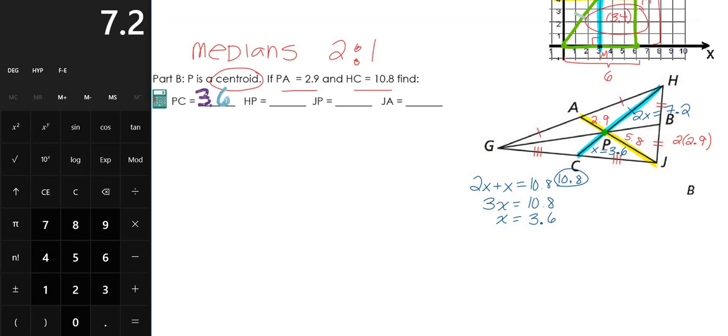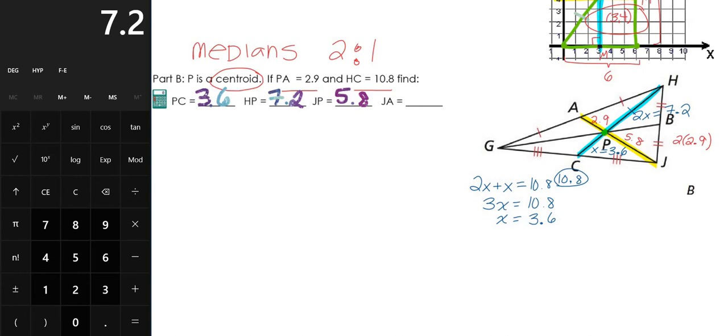HP is twice as long as that little piece, so HP is the 7.2. Then they're asking about JP. Now JP is the longer piece, the one that's twice as long as 2.9. So I did 2.9 times 2, and I got 5.8. And lastly, JA. Well, JA is the entire yellow line segment. We haven't added the pieces together yet. So let's go ahead and do that now.